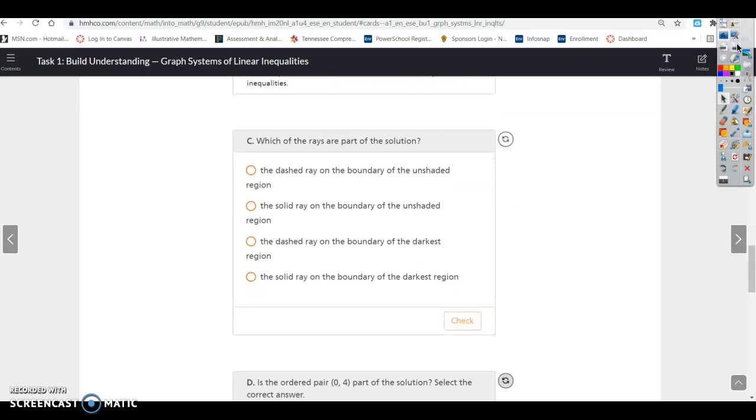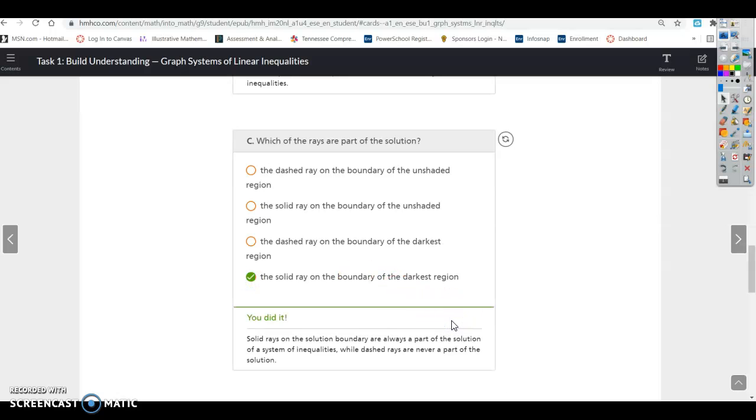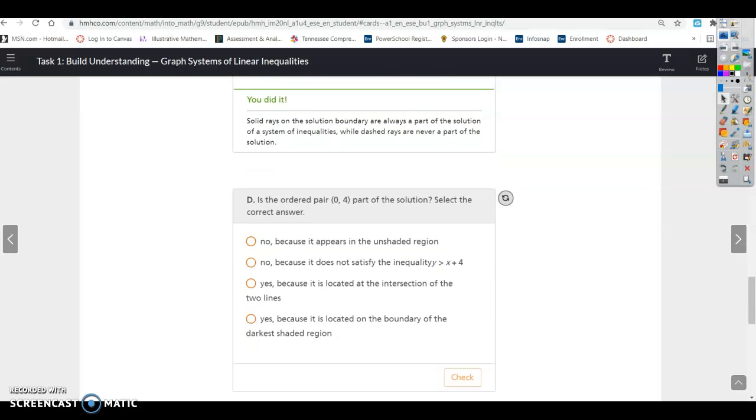All right, it says which of the rays are part of the solution? Okay, that's talking about the lines, the dashed or the solid line. It says the dashed ray on the boundary of the unshaded region. So that's not true. The solid ray on the boundary of the unshaded region. The dashed ray on the boundary of the darkest region. Or the solid ray on the boundary of the darkest region. All right, so which one's part of the solution? So it has to be a solid line, and it's got to be in the darkest region, which is all the solution points. We know if it's a dashed line, that does not include those points.